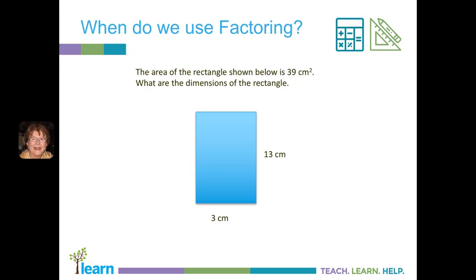So in order to find the area when I know the dimensions, I multiply 3 times 13, and that gives to me 39 centimeters squared. So factoring is finding the dimensions of a rectangle. That's an example of when we use factoring. Now, of course, you could have said that the base was 1 and the height was 39 because 1 times 39 is equal to 39, but usually we don't use 1 as a factor. So 3 times 13 is equal to 39. 3 is a factor. 13 is a factor of 39.